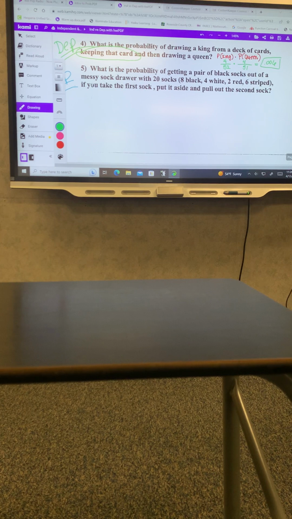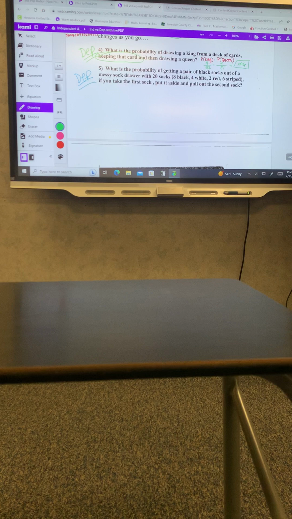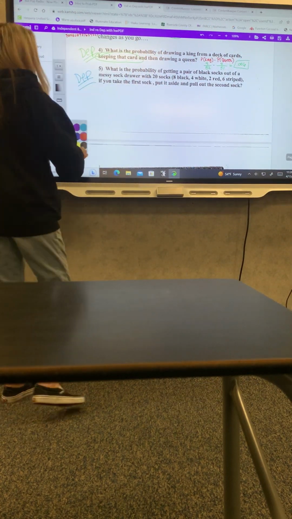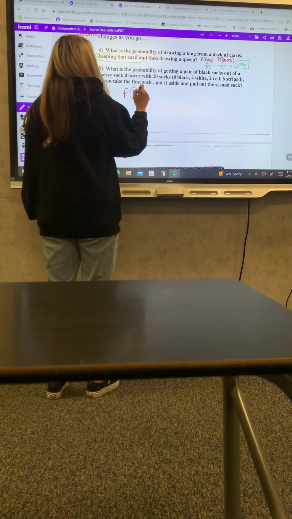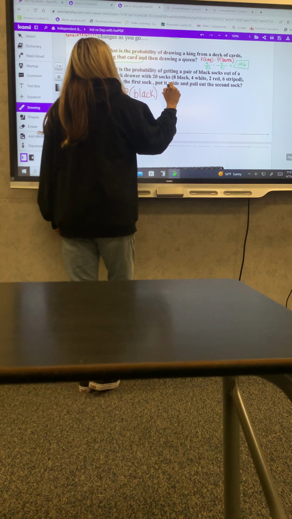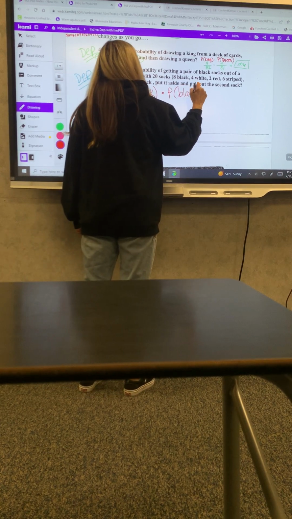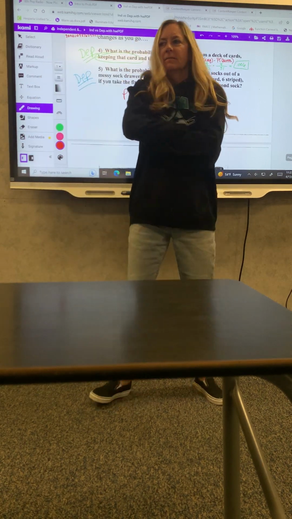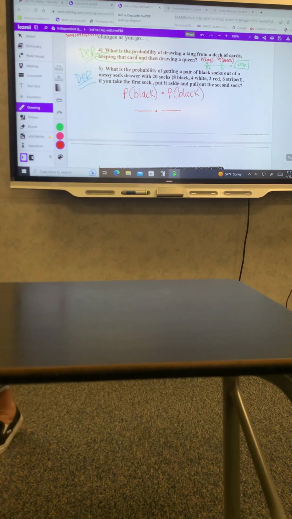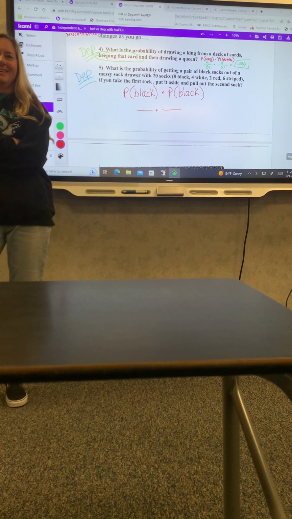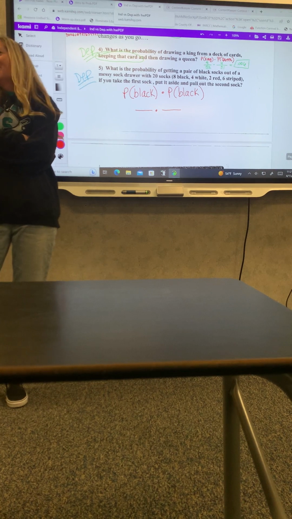Oh, I put the answer to the other one, that's right. Okay, what do you think? So we want the probability of black and the probability of... wait, what's that? 8 over 20 times 7 over 19? 8 over 20. We'll assume you're colorblind also, so you can't see the socks.